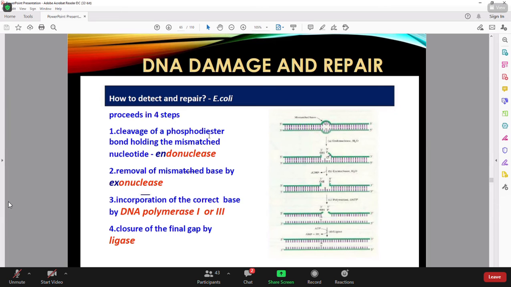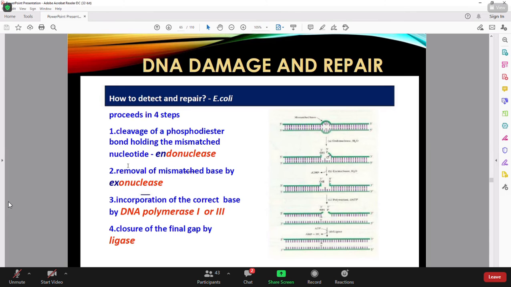So the first one is the cleavage of a phosphodiester bond holding the mismatched nucleotide. So we need to cleave the specific mismatched nucleotide by using the endonuclease, because it occurs inside, so we use this endonuclease. Then we have to remove the mismatched base by using exonuclease enzyme.